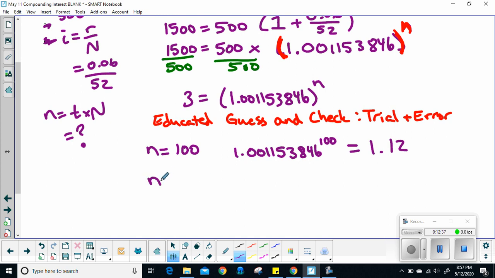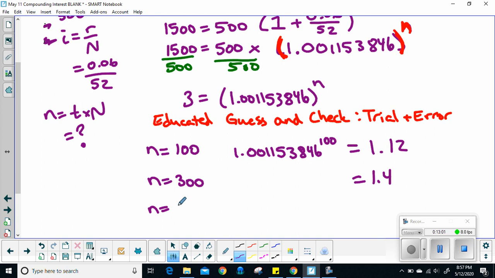Okay, bigger number. Let's do n equals, I don't know, 300. Sure. So that means 1.001153846 exponent 300. What does that give me? 1.4. We got to get a lot bigger than that.